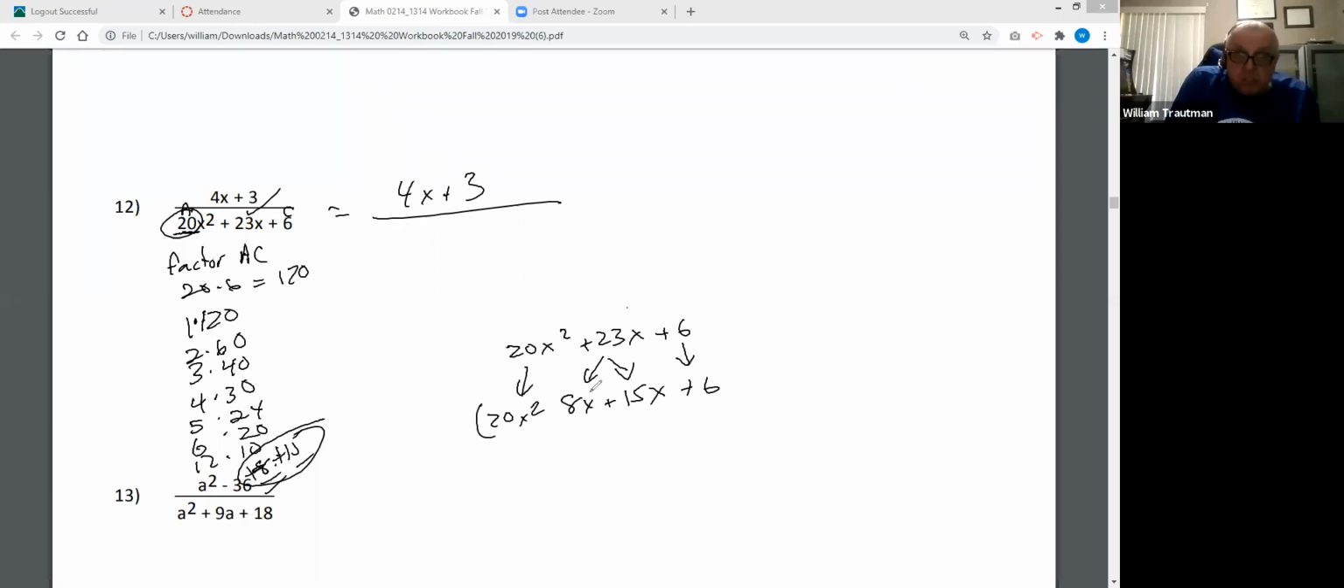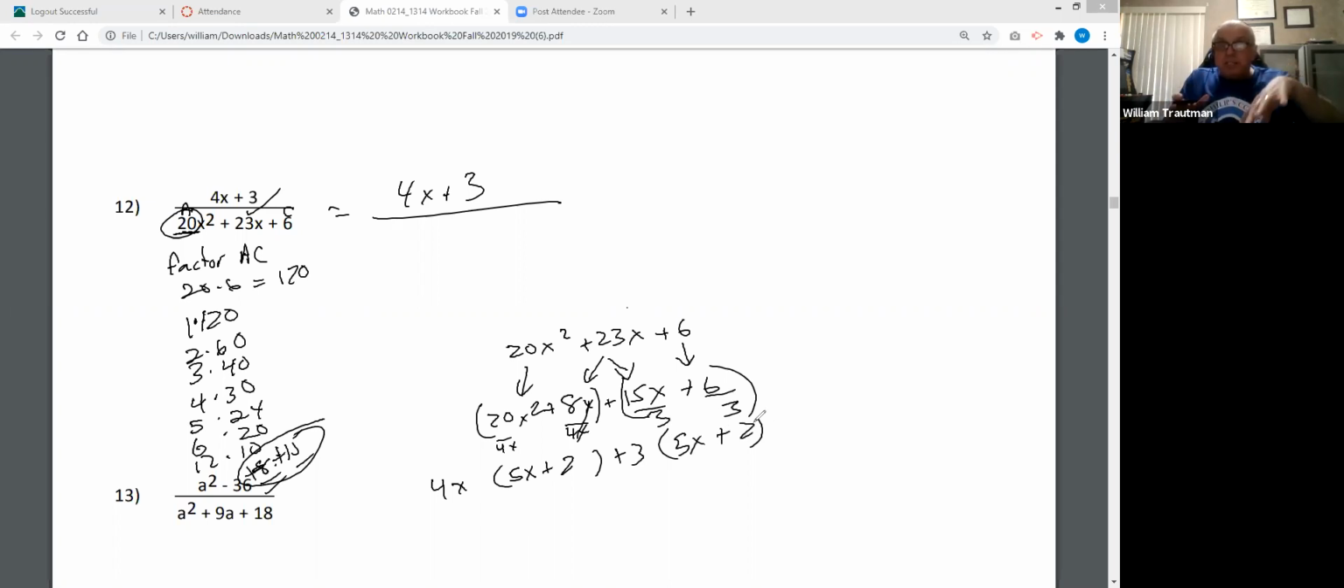Then we grouped the first two. We grouped the second two, making sure there's a plus sign between them. Factor out the GCF. A 4 and an X factor out of the first parentheses. 20 divided by 4 is 5. X squared divided by X is X. 8 divided by 4 is 2, and the X's cancel. Here, a 3 factors out. 15 divided by 3 is 5x. 6 divided by 3 is 2.